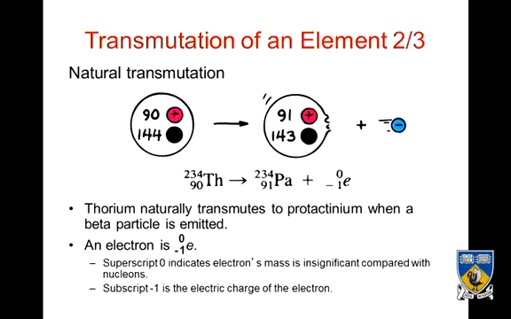Thorium naturally transmutes to protactinium, where a beta particle is emitted, and the electron is written in this way. It has a negative charge, the same value of charge as that on a proton, but negative. And the 0 indicates that the electron mass is negligible compared to the nucleons. It's not saying that electrons have 0 mass, but in this sort of analysis that we do, we regard it essentially as 0. Subscript -1 is the electric charge.